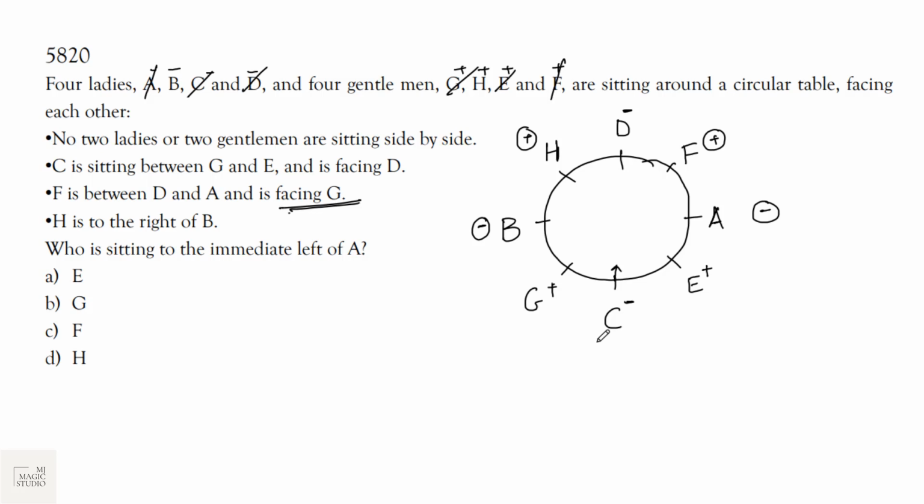Okay, this we are taking it on the left. This is entirely the opposite. Hardly matters. Who is sitting to the immediate left of A? A's left is E, but the answer would be F, because we need to rotate the entire arrangement.